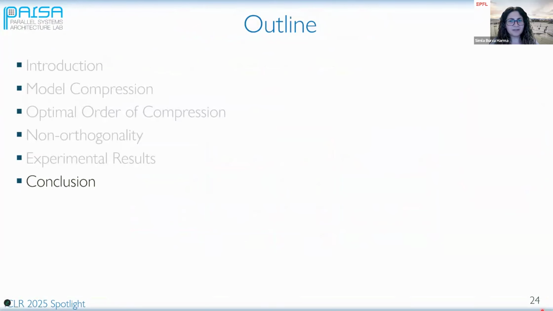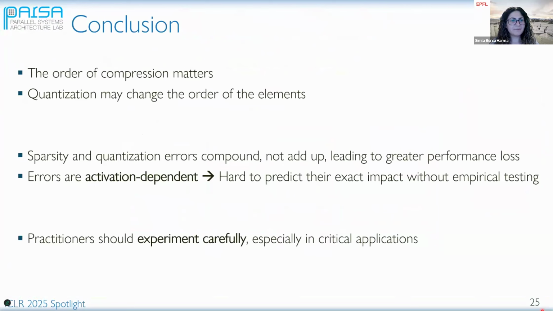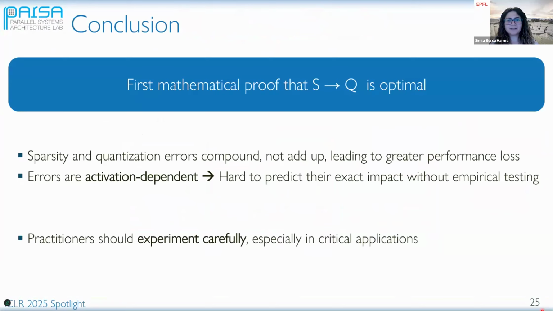To wrap up, I'll summarize the key conclusions and implications of our work. We show that the order of applying sparsity and quantization matters. Applying quantization first can disrupt sparsity. So we provide the first mathematical proof that applying sparsity and then quantization is the optimal order of operations. We also show that the errors don't just add, they interact. And these errors are input dependent, and so they are hard to predict.